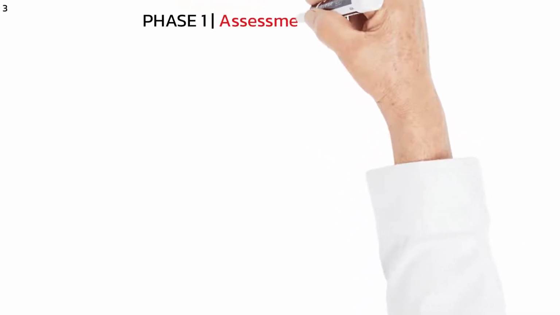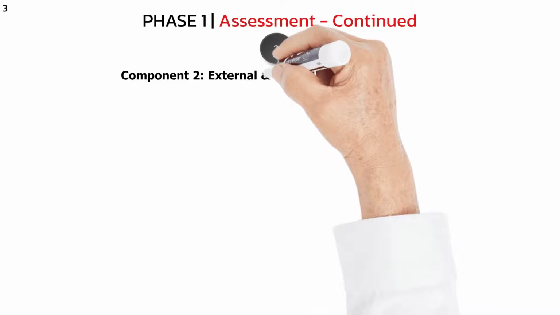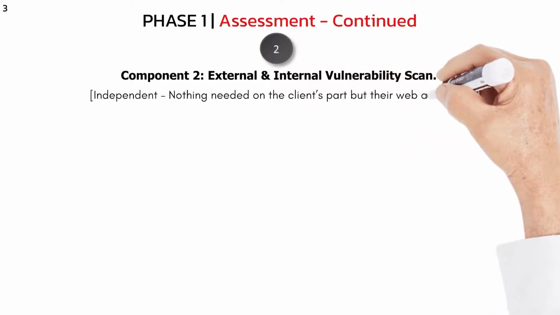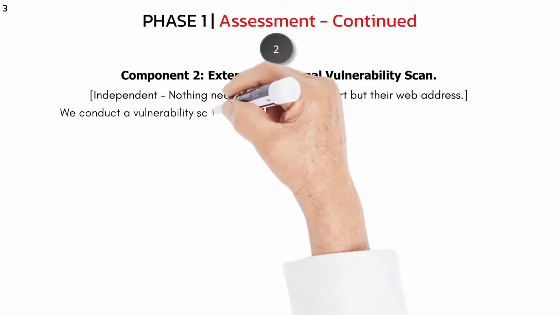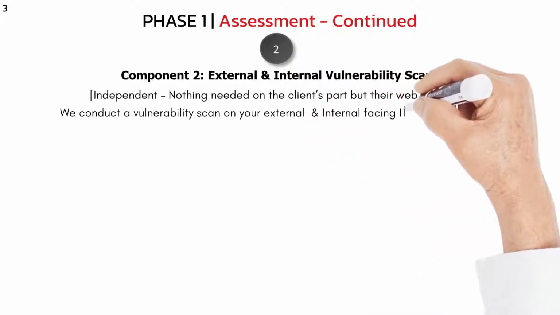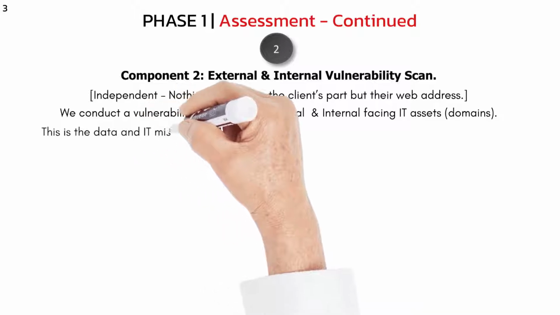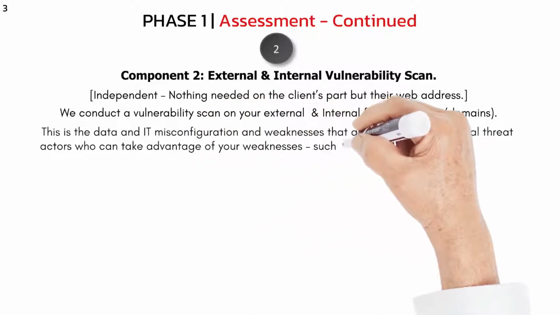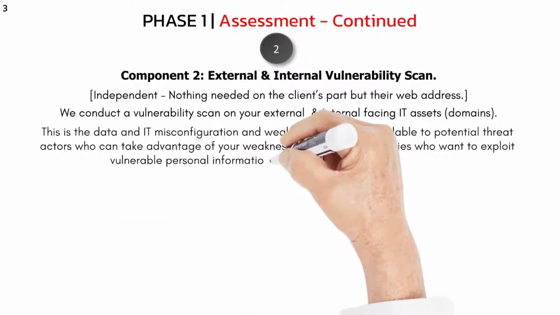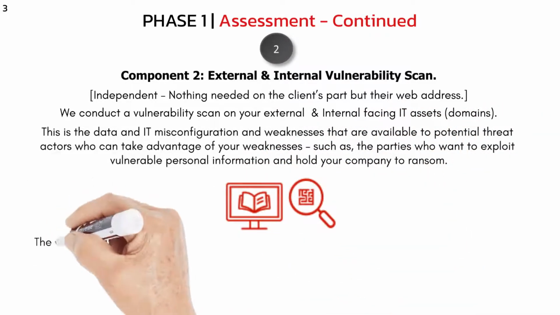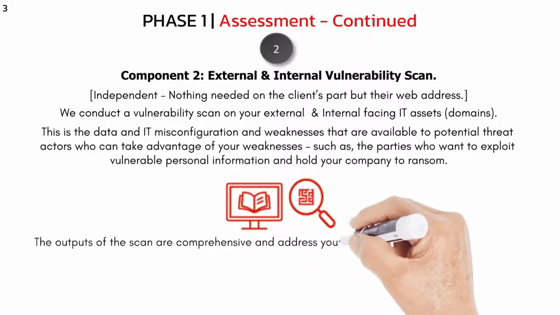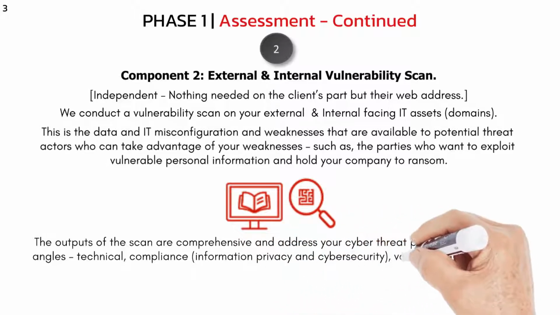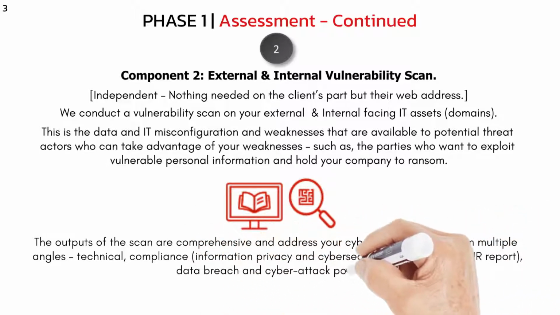Phase 1, Assessment, continued. Component 2, External and Internal Vulnerability Scan. Independent, nothing needed on the client's part but their web address. We conduct a vulnerability scan on your external and internal facing IT assets, domains. This is the data and IT misconfiguration and weaknesses that are available to potential threat actors who can take advantage of your weaknesses, such as the parties who want to exploit vulnerable personal information and hold your company to ransom. The outputs of the scan are comprehensive and address your cyber threat posture from multiple angles: technical, compliance, information privacy and cybersecurity, value at risk, FAIR report, data breach and cyber attack potential.